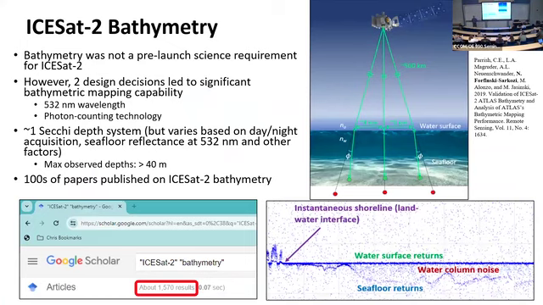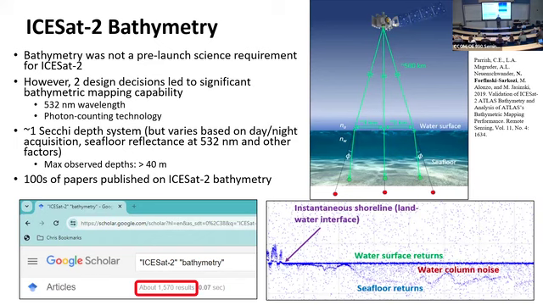So even though ICESat-2 was not designed for bathymetry, there were 2 design decisions that led to it having pretty significant bathymetric mapping capability. One is that its wavelength is 532 nanometers. That's the same wavelength used by all but one of the commercial airborne bathymetric lidar manufacturers. It happens to be good at penetrating water.